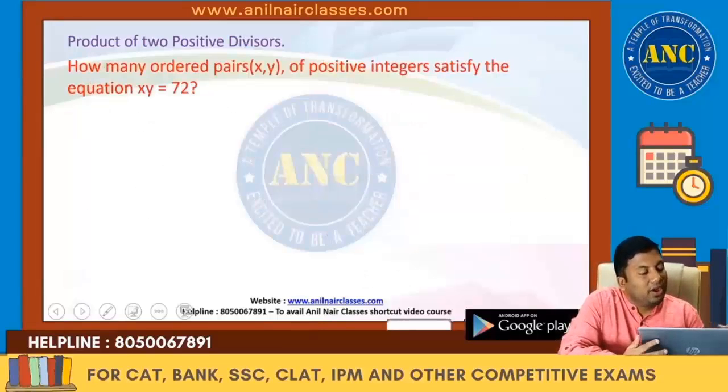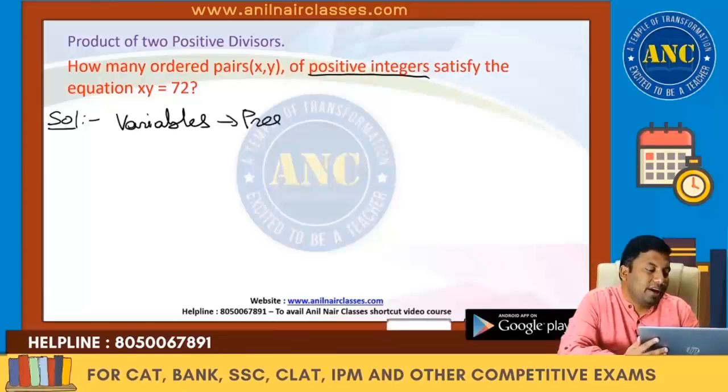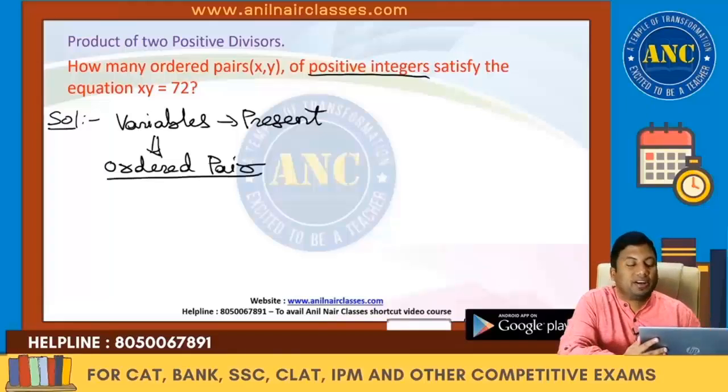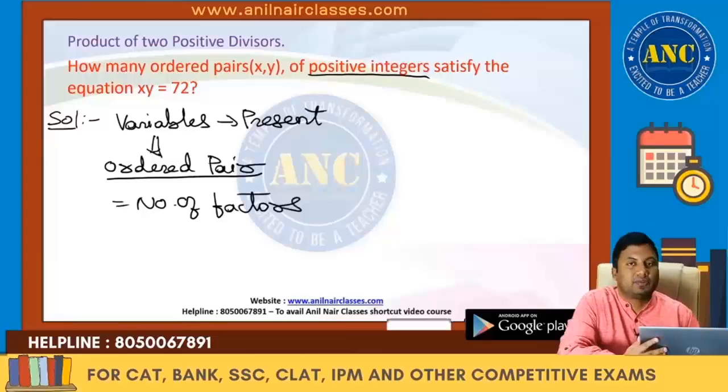Next one, how many ordered pairs of positive integers satisfy the equation xy equals 72? Are the variables present in the question? Check it out. If the variables are present in the question, then it becomes an ordered pair. In ordered pair, you don't need to check whether the number is a perfect square or not. Answer is nothing but number of factors for the given number.